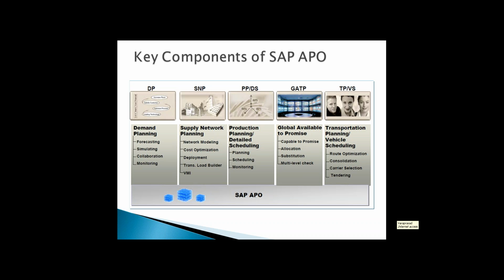Do you know what an ATP is? Before going to GATP, I would like to know from you what an ATP is. It's available to promise, the stock available to promise to the customer. Means the planned receipts minus the orders, like what we have.